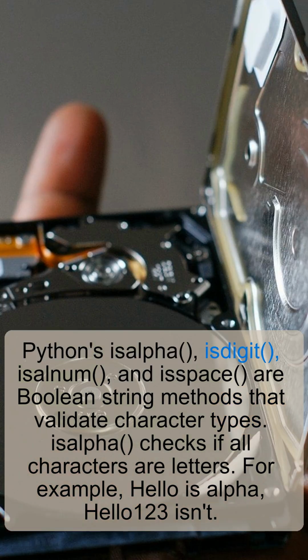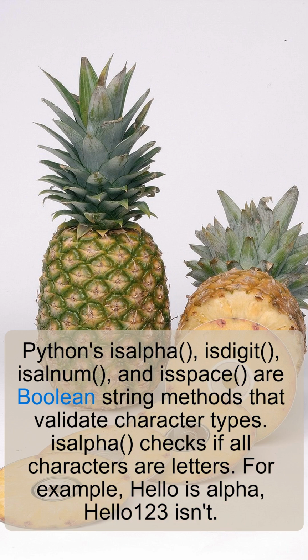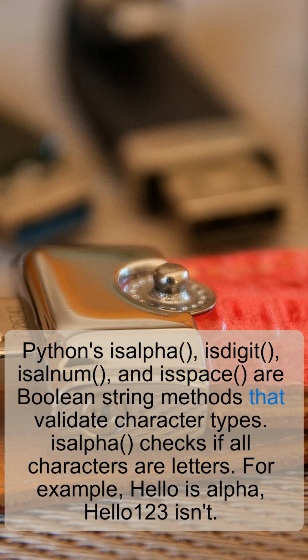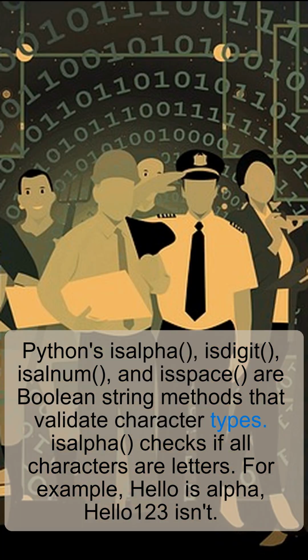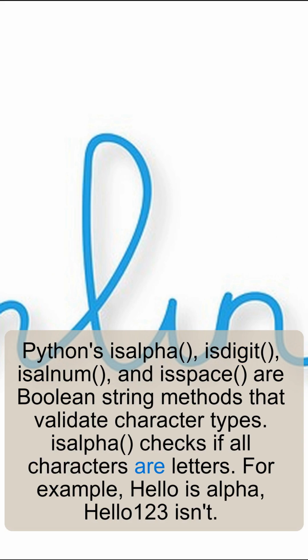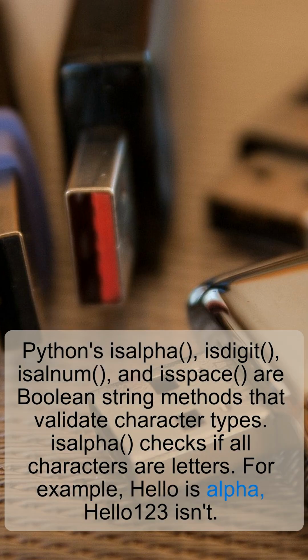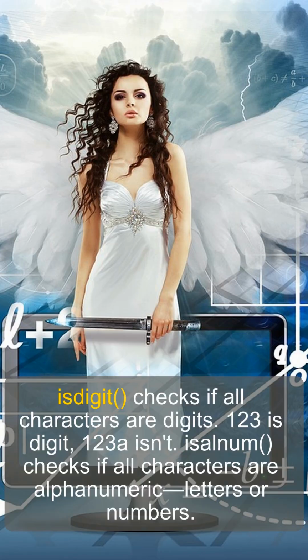Python's isalpha, isdigit, isalnum, and isspace are Boolean string methods that validate character types. Isalpha checks if all characters are letters. For example, "hello" is alpha, "hello123" isn't.